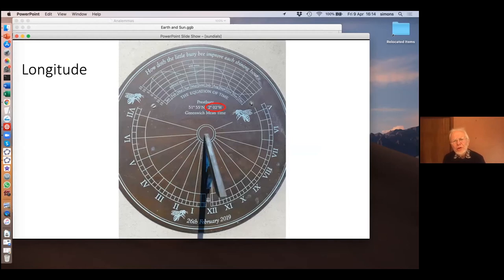So it takes 24 hours for the sun to go right round. So it's 4 minutes per degree. So the sun is due south here in Prestbury 8 minutes after it was in Greenwich. So if I bought a sundial off the shelf, I'd set it up in my garden, I'd read the time, Prestbury solar time. I'd then add 8 minutes to get Greenwich solar time.